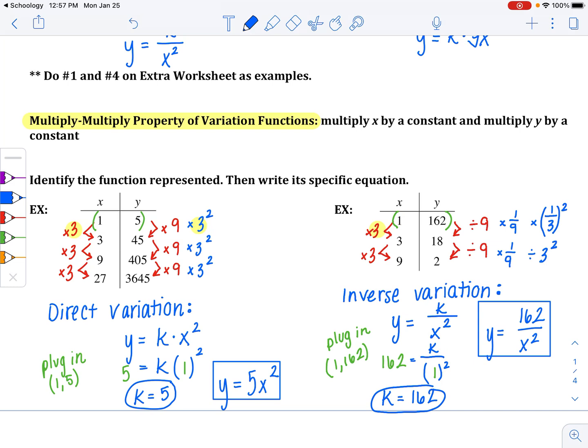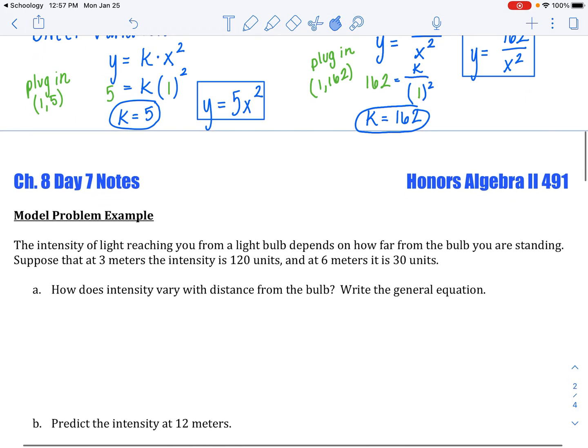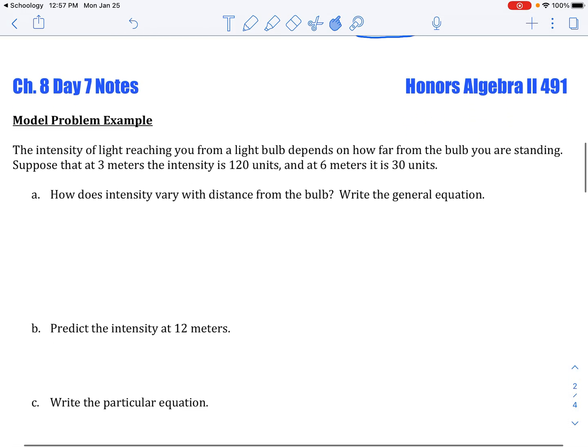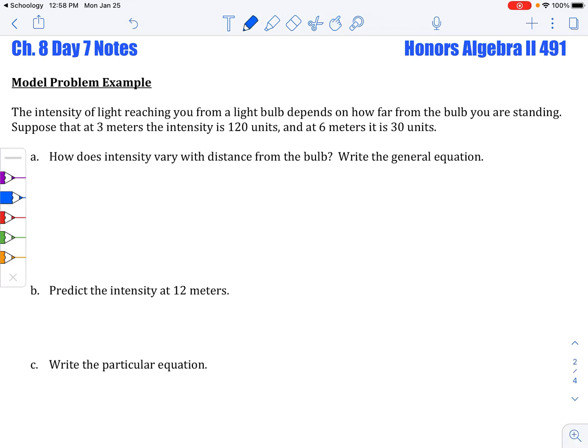Okay, let's turn the page and go through one model example, and then you'll be free to go. So the intensity of light reaching you from a light bulb depends on how far from the bulb you are standing. That makes sense. Suppose that at 3 meters, the intensity is 120 units, and at 6 meters, it is 30 units. Okay, back to models.